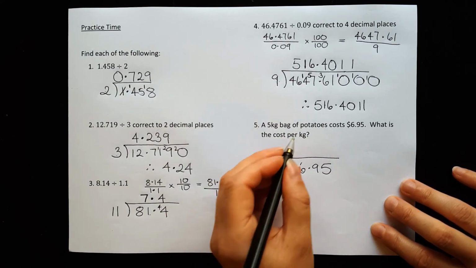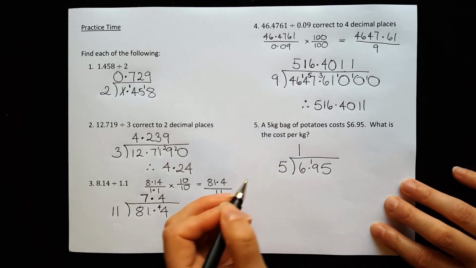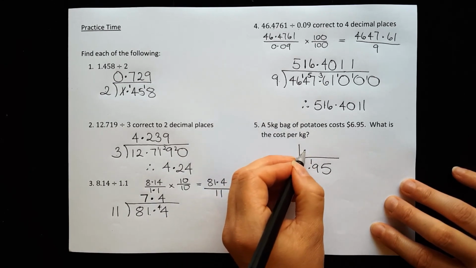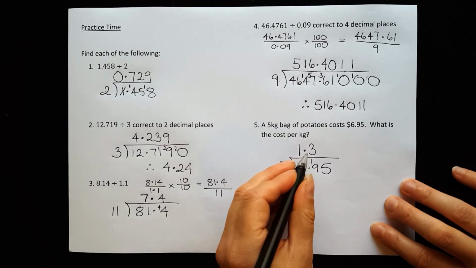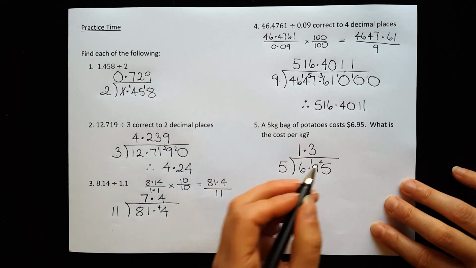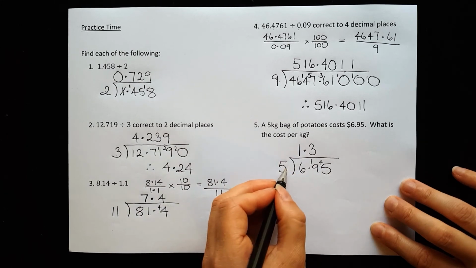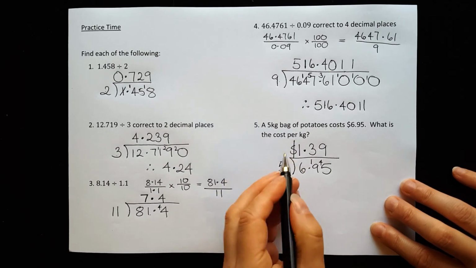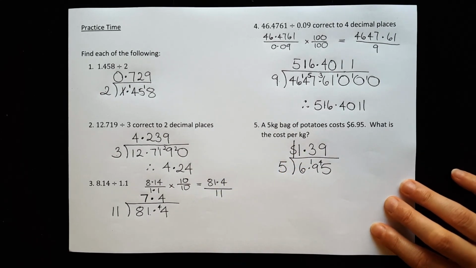6 divided by 5 goes once, remainder 1. 19 divided by 5 goes 3 times, because 5 3s are 15. That will give me a remainder of 4. 45 divided by 5 goes exactly 9 times. So the cost per kilo is $1.39.